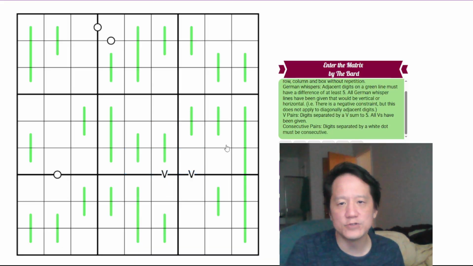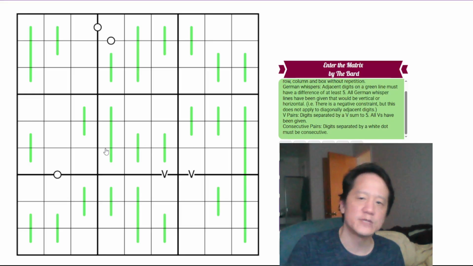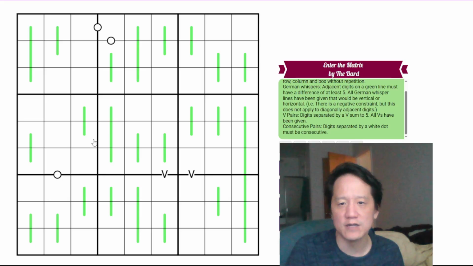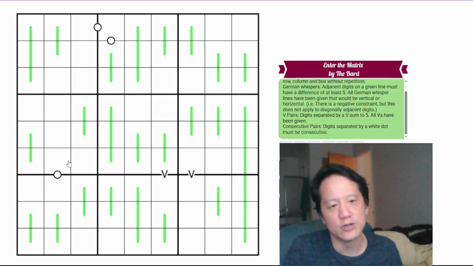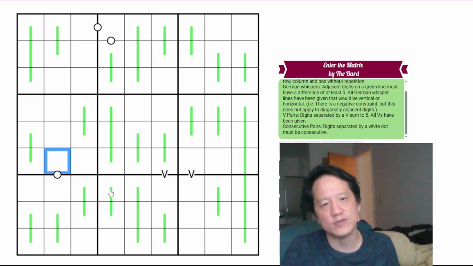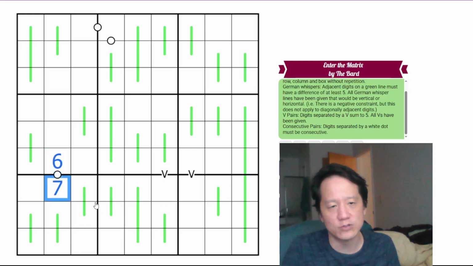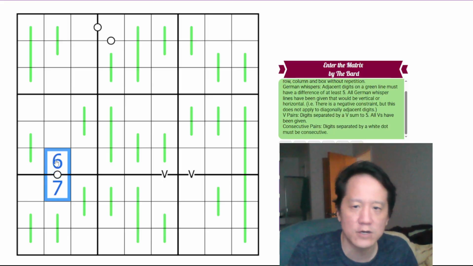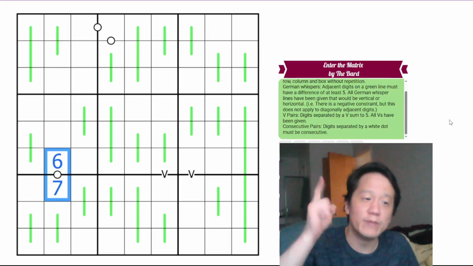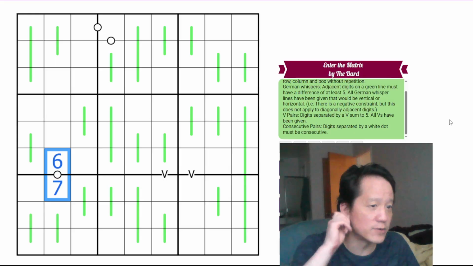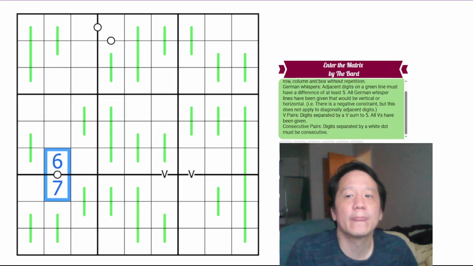And then we have also consecutive pairs, where digits separated by a white dot must be consecutive. However, this does not say that all white dots have been given, so there is no negative constraint for these white dots. So for example, if this was a 6, this would have to be a 5 or a 7 to make sure that these digits are consecutive. And those are all the rules. Remember your negative constraints. That's very important. There's going to be a link in the description if you want to play along. And now I'm going to get started.